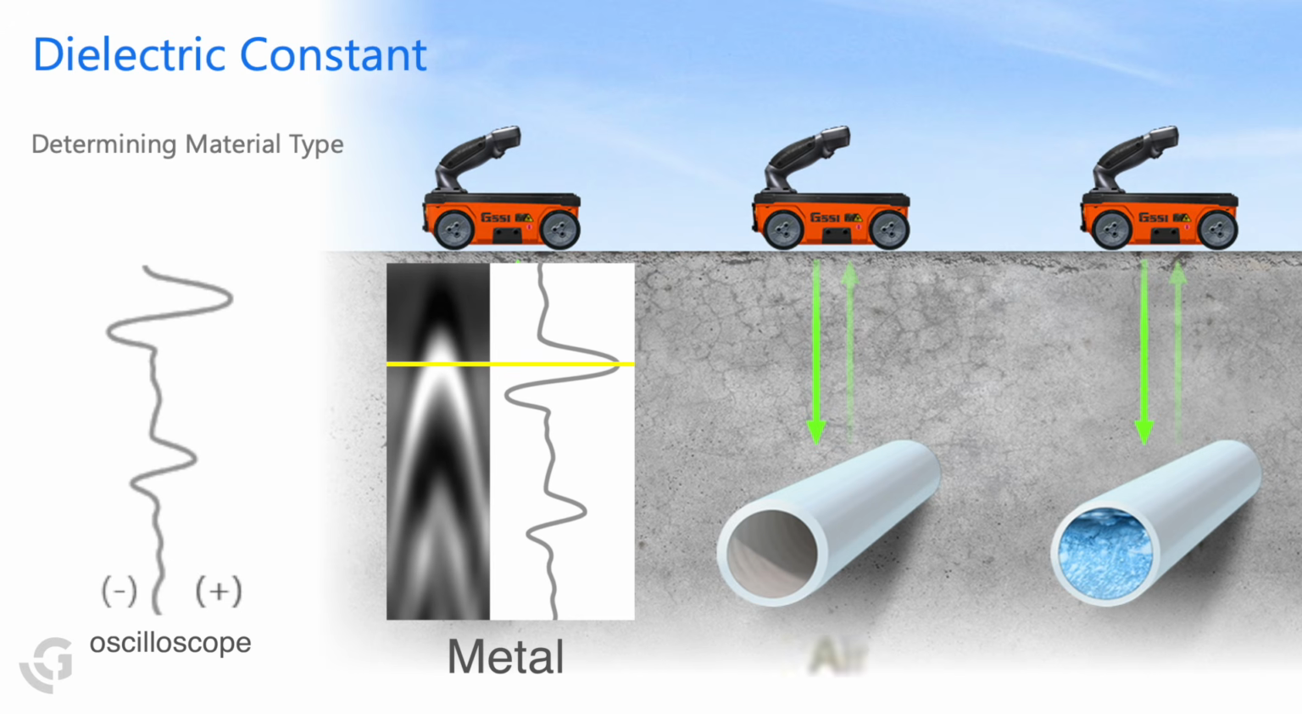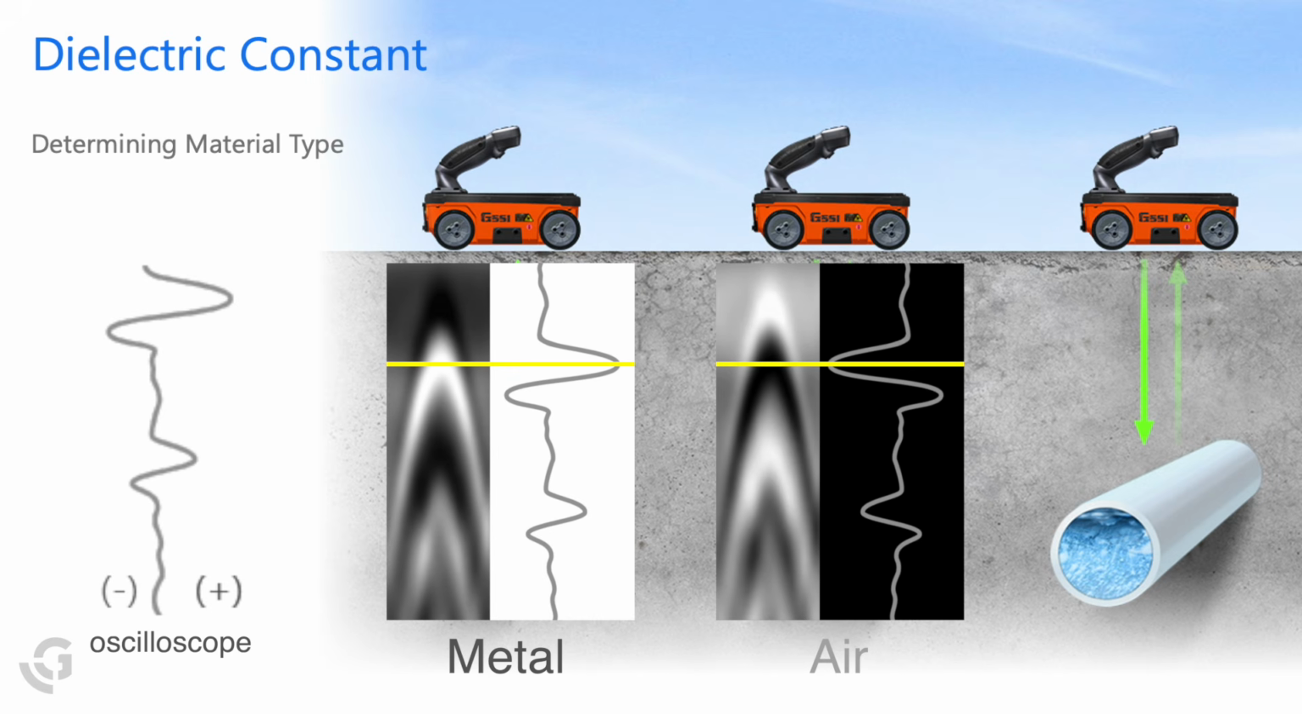Let's say we have an air-filled PVC. Dielectric of air, as we know, is 1. If we're going from 10 to 1, now we're going from a high number to a low number, which is a negative change. The first strongest color in this case is going to be black, with a white, black, white pattern.